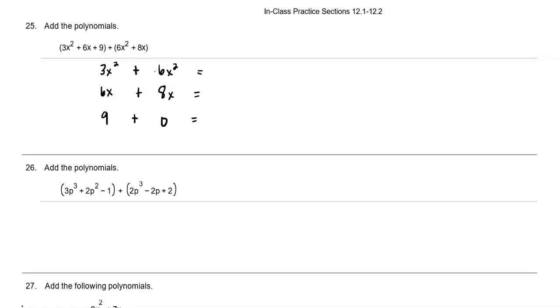So when combining our like terms, we only combine the numerical coefficients. So 3 plus 6, of course, is 9, and we keep the x squared because that's the like term. We have 6 plus 8, which is 14, and we keep the like term x, and of course 9 plus 0 is 9, leaving us with the final result as 9x squared plus 14x plus 9.